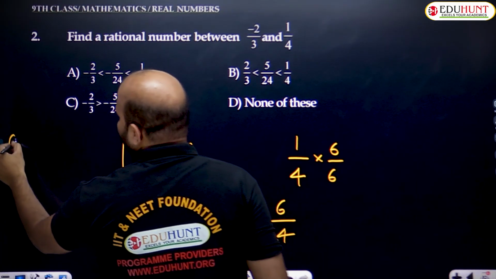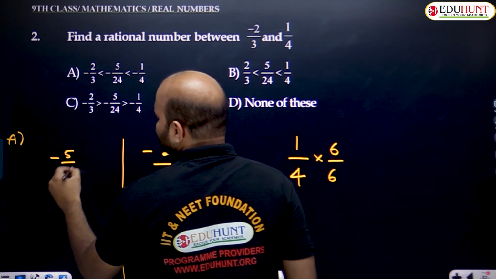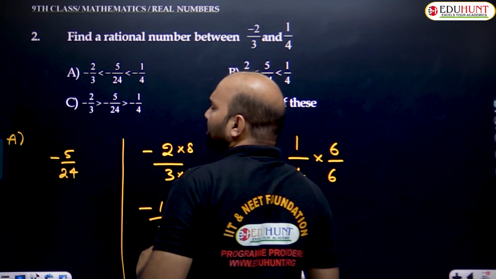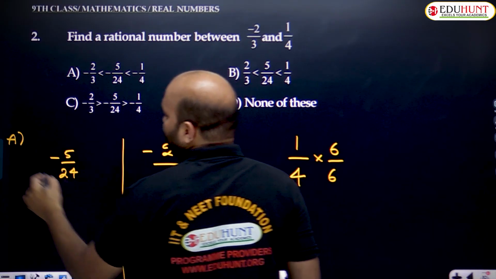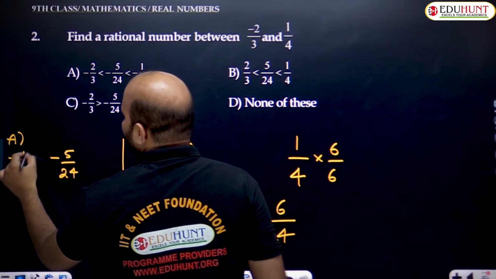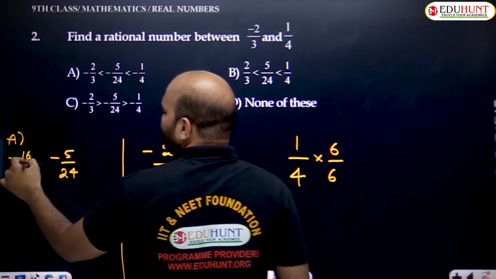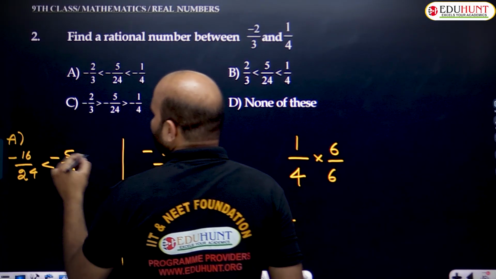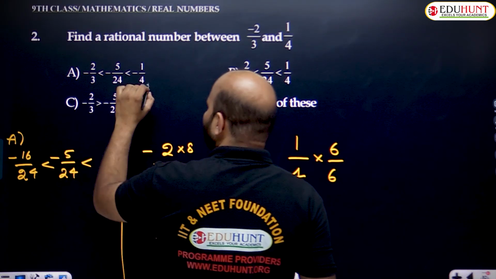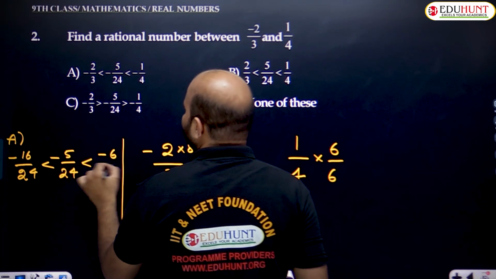So according to option A, in the middle what I am given is -5/24, the left side value is -2/3, but 3 can be expressed in 24. So both sides multiplied by 8. 2 eights are 16, 3 eights are 24. So -2/3 can be written -16/24, less than -5/24. Again less than -1/4 can be written, 4 how many is 24? 6. So both sides multiplied by 6. It can be written -6/24.